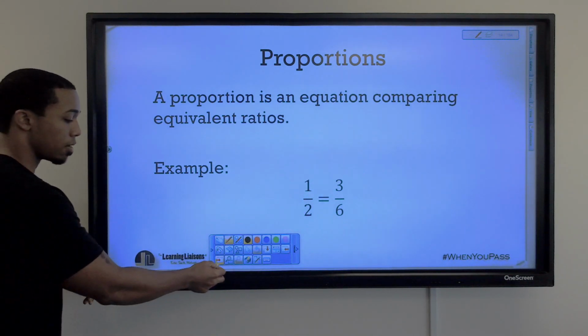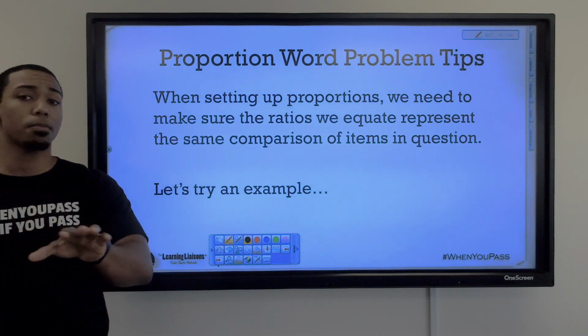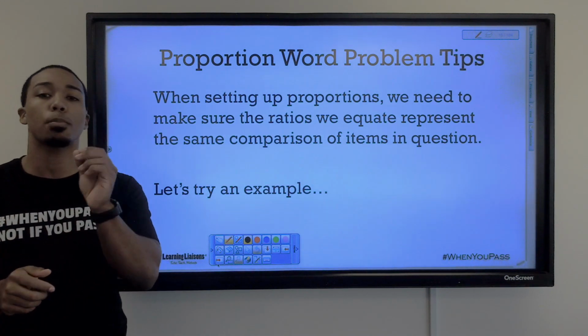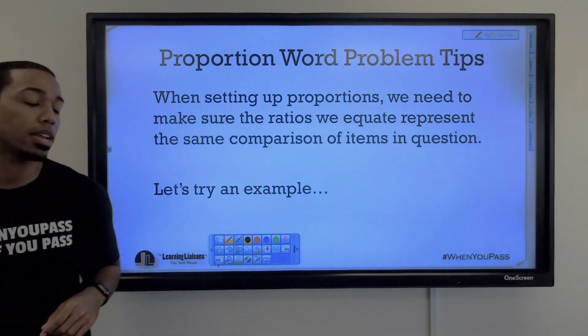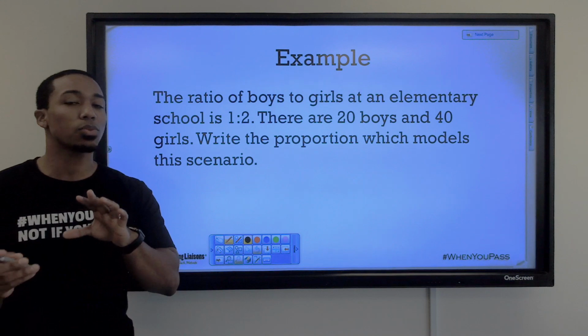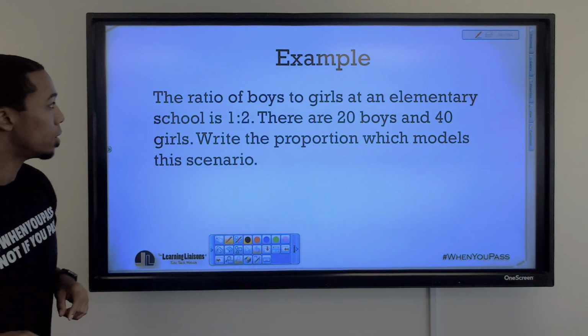So let's go ahead and dive right in. Some word problem tips before we begin. When you're setting up proportions, you need to make sure that the ratios you equate represent the same comparison of items in question. So let's go ahead and dive into a problem here. Because when there's context involved, that's when you can maybe switch the order around a little bit when you're talking about proportions. So here we go.